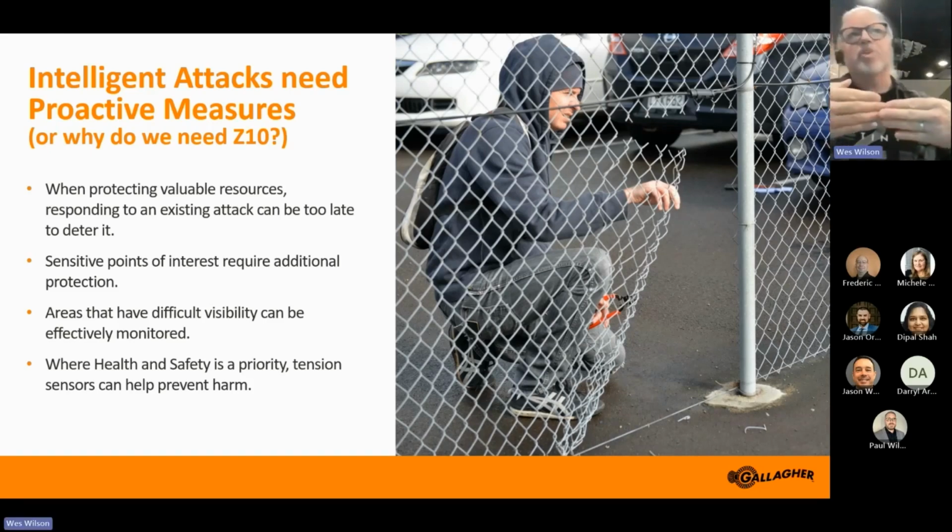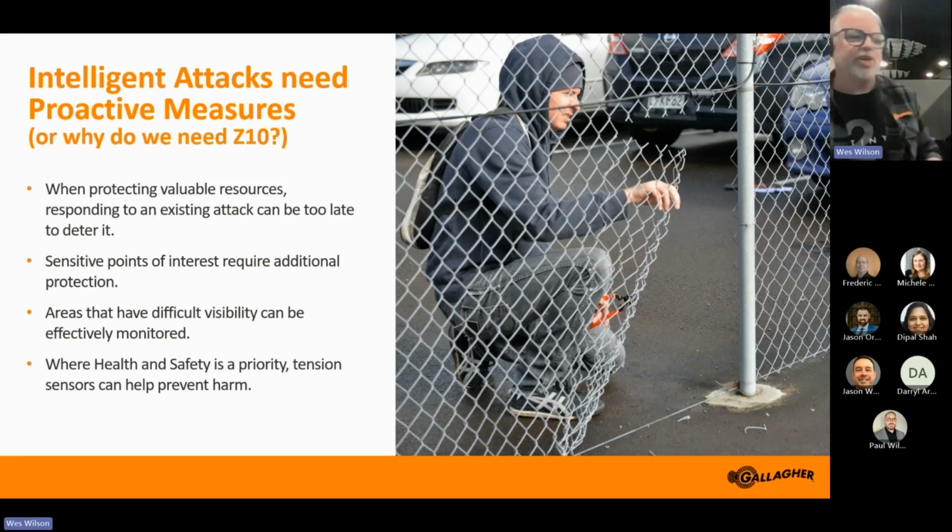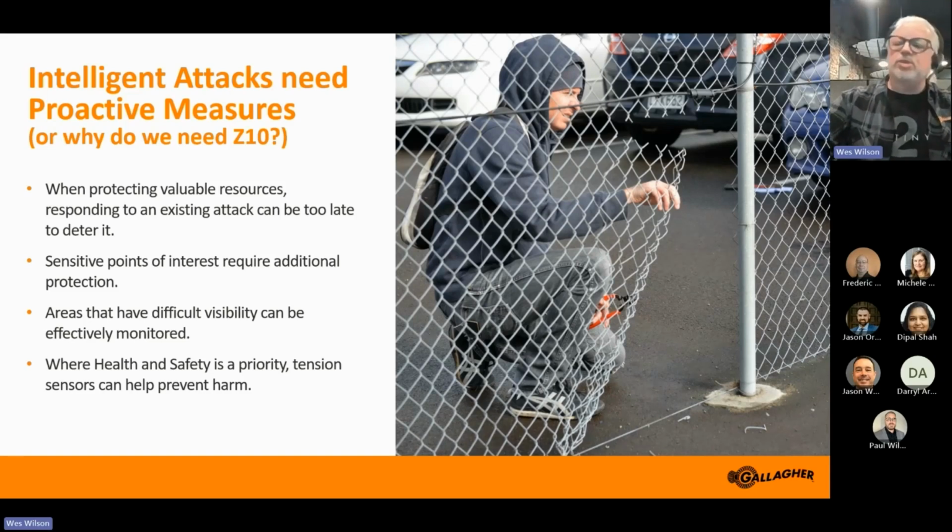Either that, you can set up the lines so that they are either at the top of an existing fence or in front of an existing fence. So certain sensitive points of interest require additional protection. For instance, if you've got some kind of an electronics hub or power source or something like that, you might normally just have standard fencing and cameras and things like that, but you might need additional security for particular points where if those points were disabled, the rest of the perimeter security would not offer much protection.